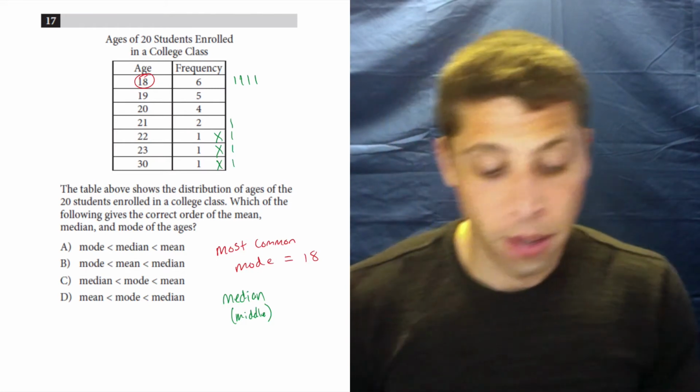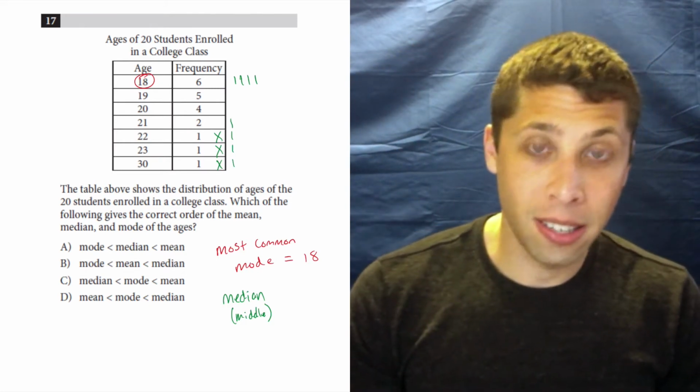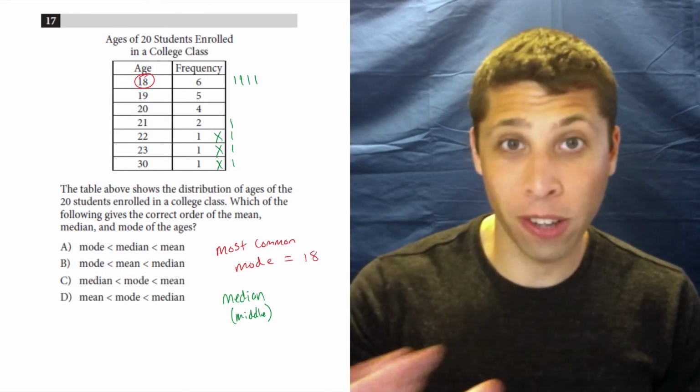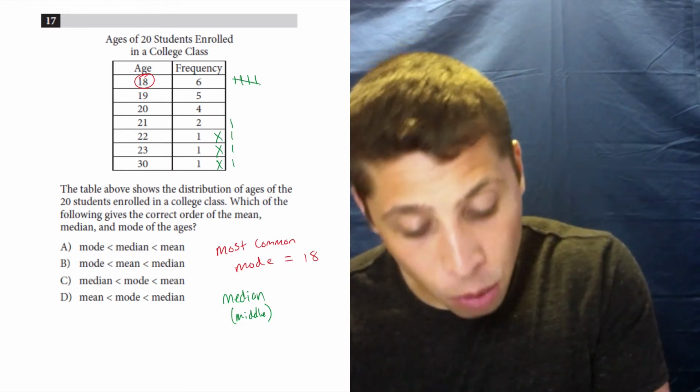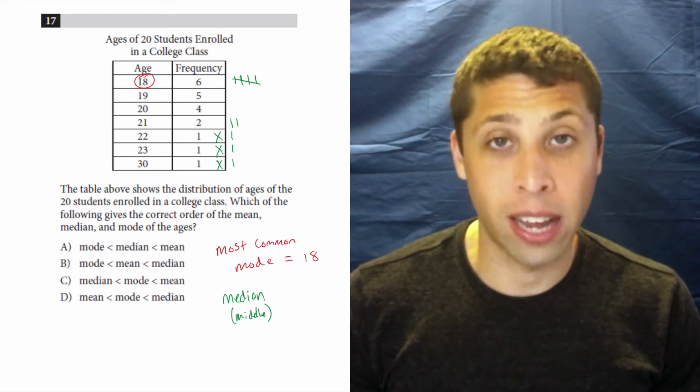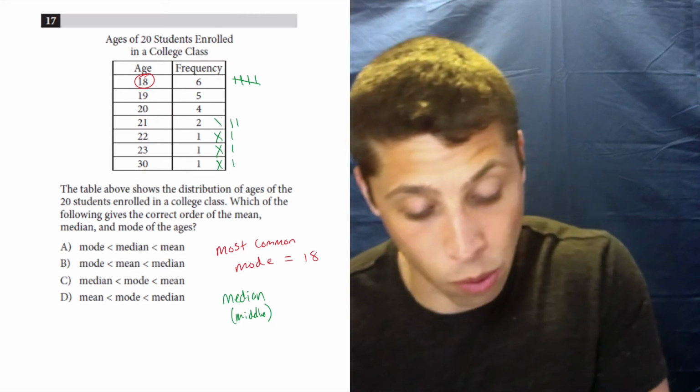This time, the 4th person who is 18 cancels out one of the people who is 21. So we don't cross out that row just yet. Now the 5th person who is 18 cancels out the last person who's 21. So now those are all gone.